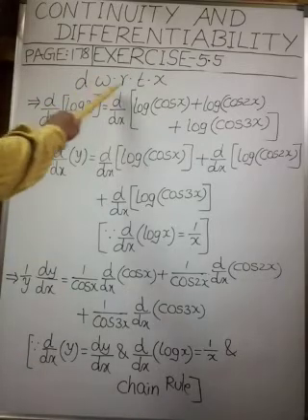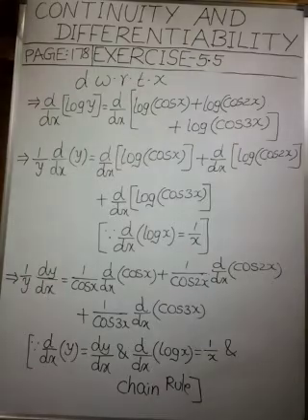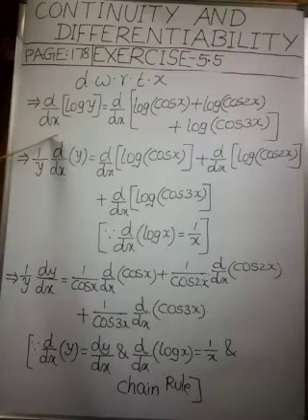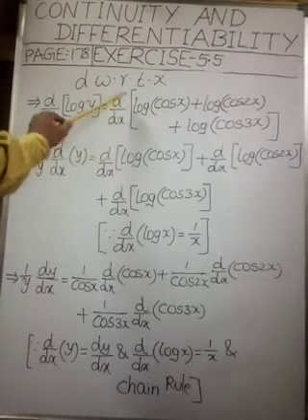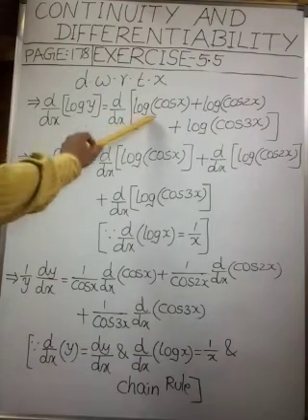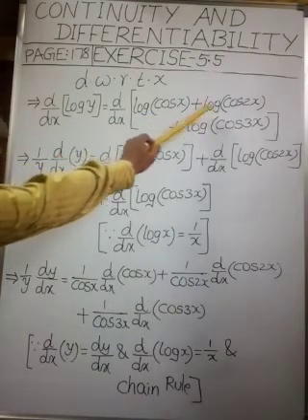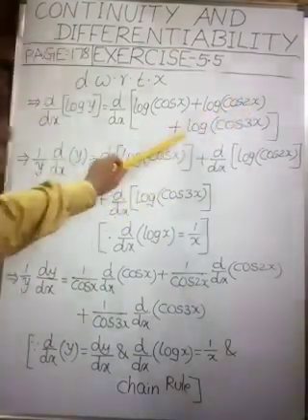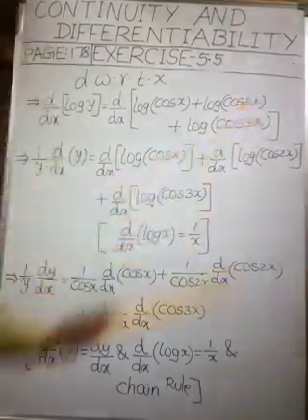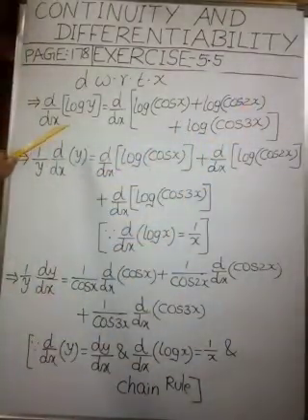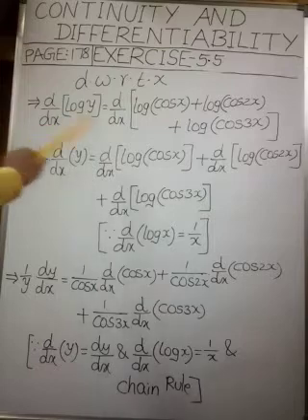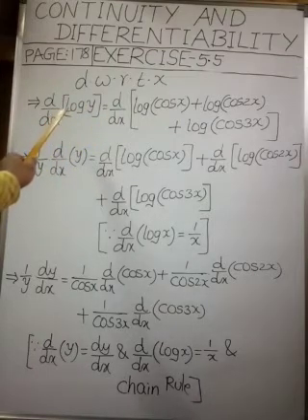So differentiating with respect to x. We are taking the differentiation on both sides with respect to x. Then what is the differential operator here? d by dx. Right. So d by dx of log y is equal to d by dx of log of cos x plus log of cos 2x plus log of cos 3x. Just I wrote the differential operator on both sides. Understood this step, my dear children?